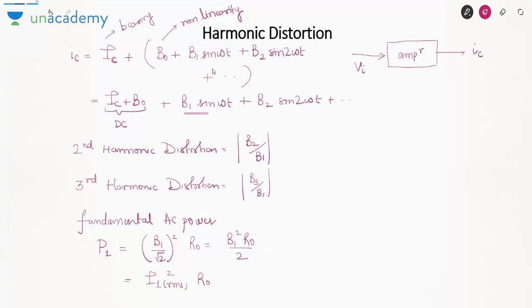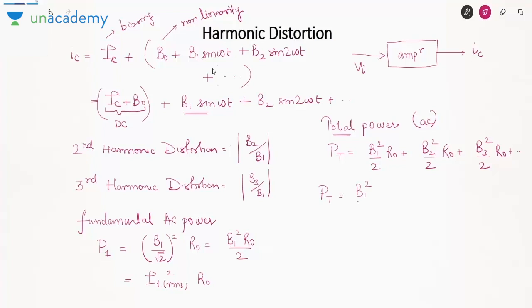Now if you want to find the total harmonic power, or total power, what is the total power? The total AC power will be B1 squared by 2 R0 plus B2 squared by 2 R0 plus B3 squared by 2 R0. When I am talking about AC power, I am ignoring this DC value, which can also be removed by means of a capacitor. So I am only talking about AC.